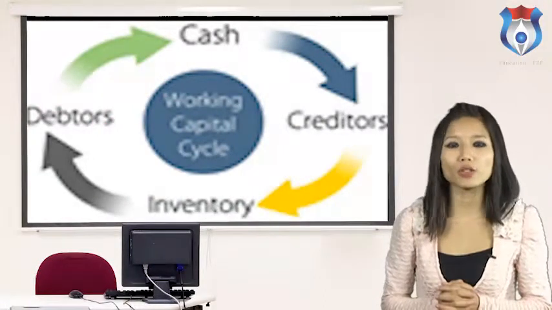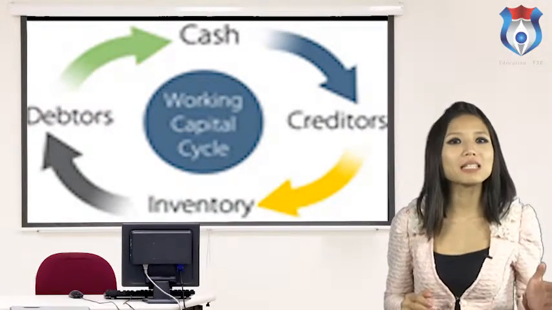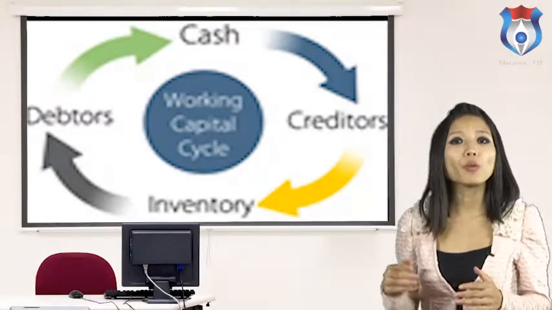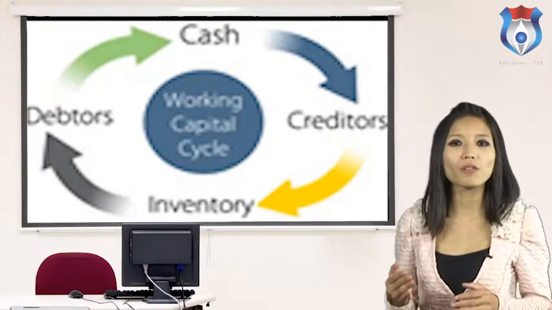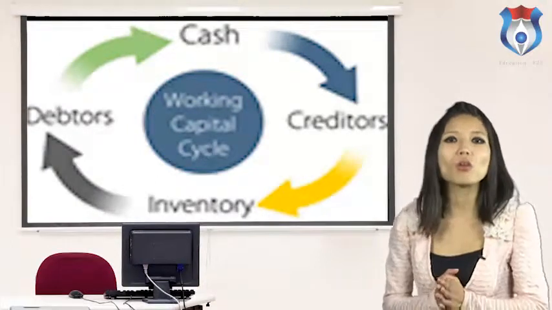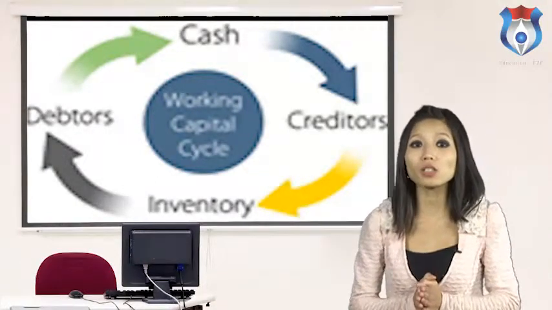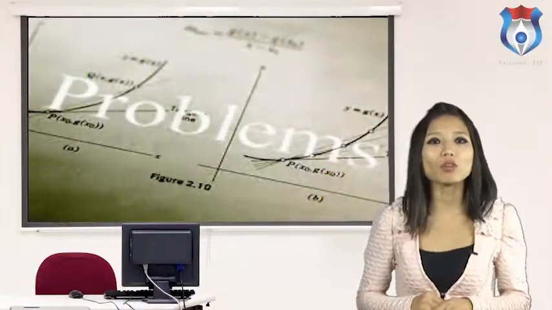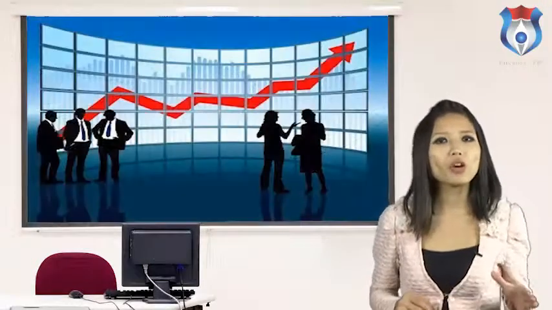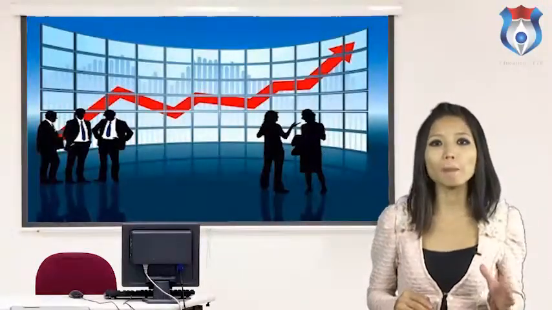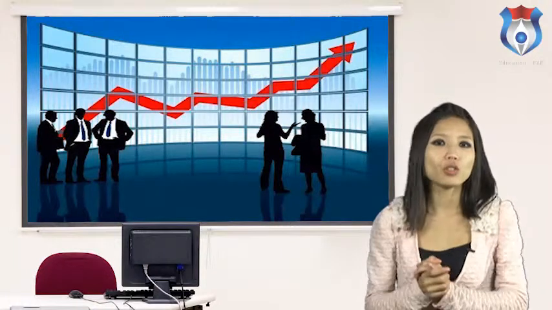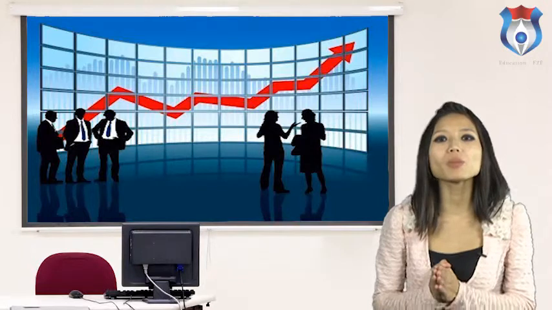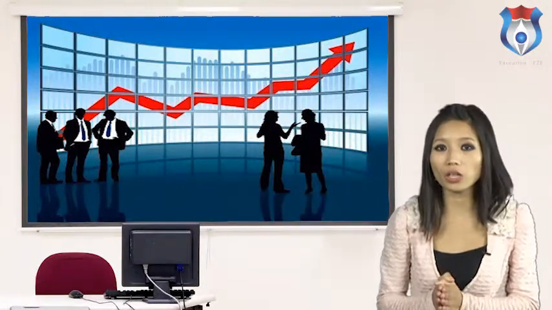Conversion of inventory into debtors. The inventory produced or purchased gets converted into debtors or receivables upon credit sales. Conversion of debtors into cash. The debtors or accounts receivable get in turn converted back into cash when they make payment. Problems of inadequate working capital. When working capital is inadequate, the company faces the following problems. The growth of the company is stagnant because the firm fails to undertake profitable projects for non-availability of working capital funds.